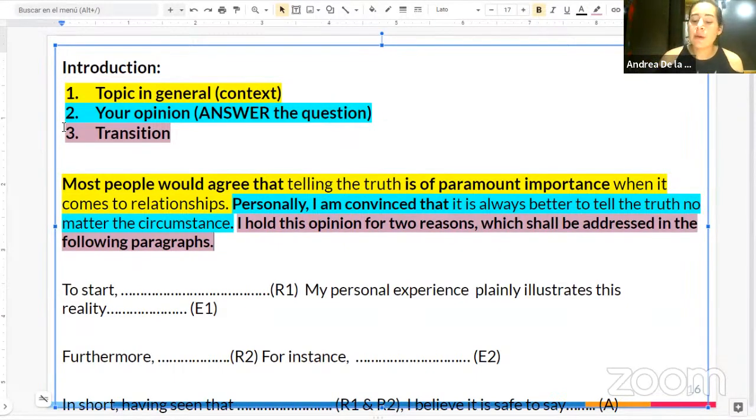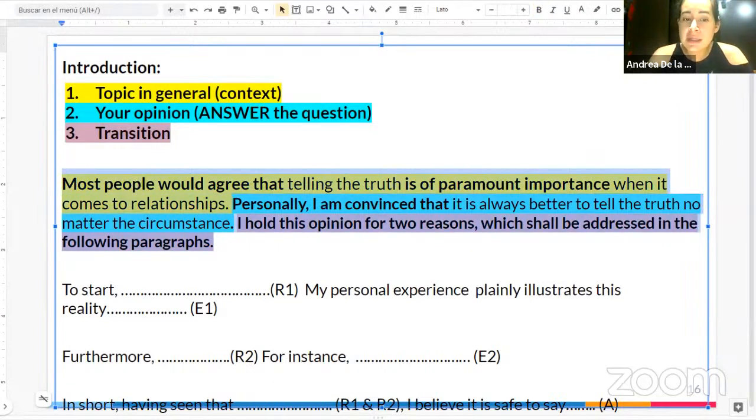transition. Now, another important thing, and this is the same as in the previous essay: remember, in the introduction, please don't summarize the essay. So if you think about it, in the introduction, I'm not talking about my reasons yet. I'm not saying anything about not feeling guilty or people expecting the truth, right? I'm not saying anything about the reasons. I'm just acknowledging that I have two reasons.